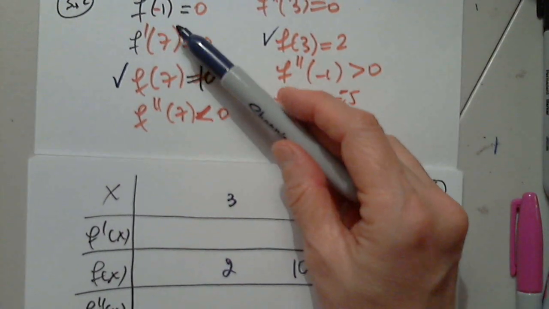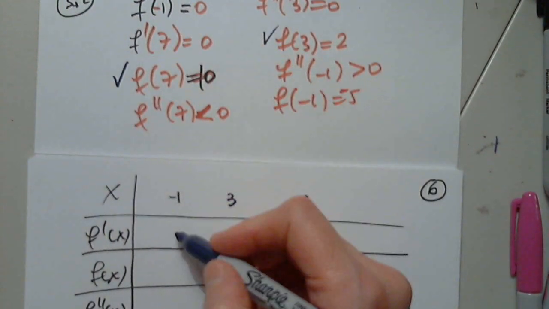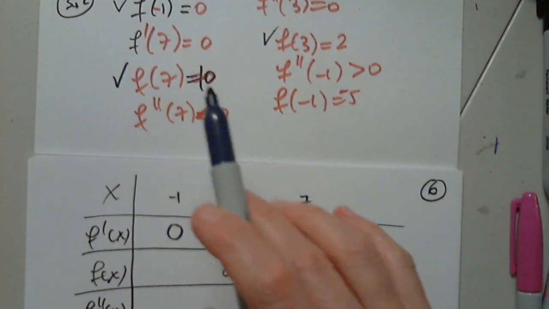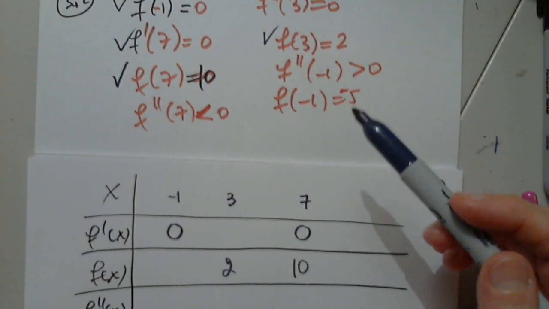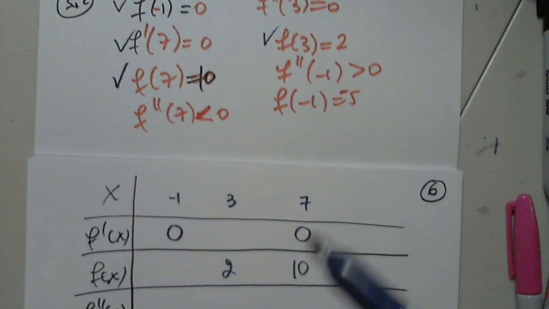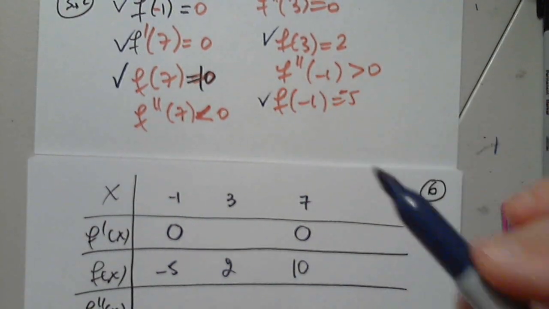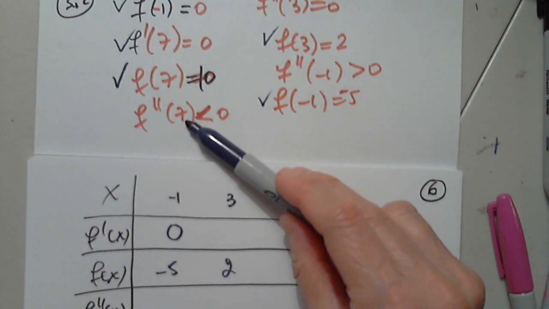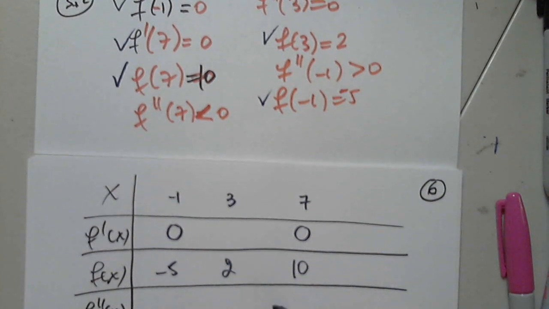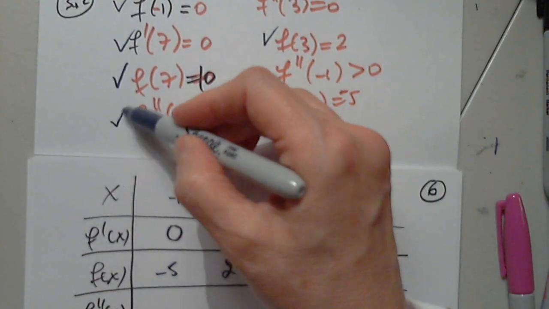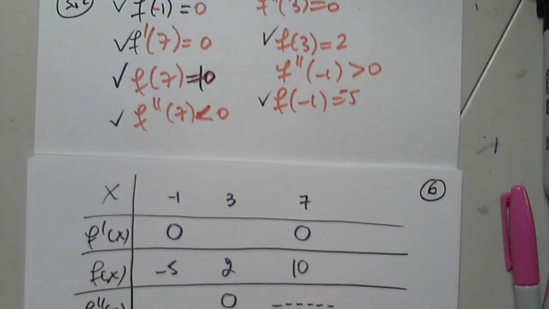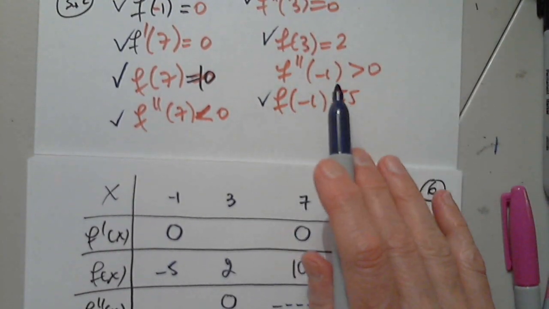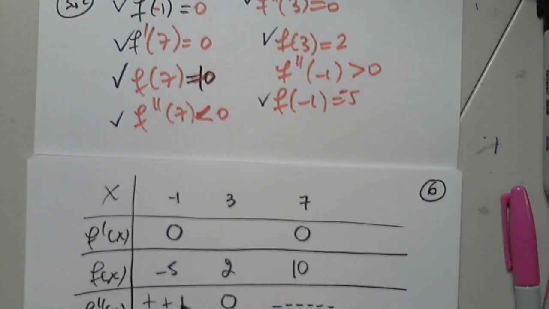The first derivative at negative 1 is 0. Done. The first derivative at 7 is 0. Done. F of negative 1 is negative 5. Done. Now, the second derivative at 7 is negative. Done. The second derivative at 3 is 0. Done. And the second derivative at negative 1 is positive. Done. I no longer need that.